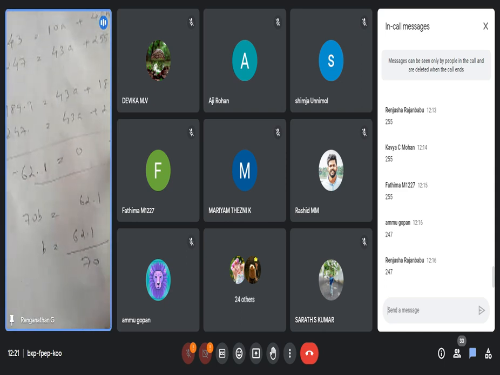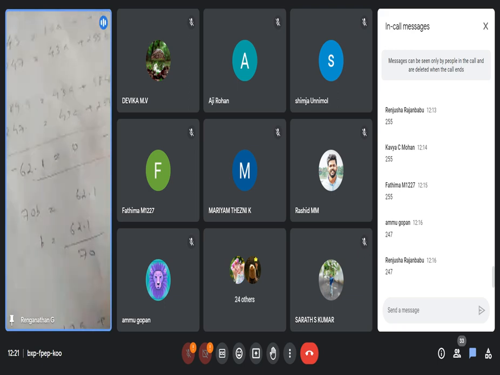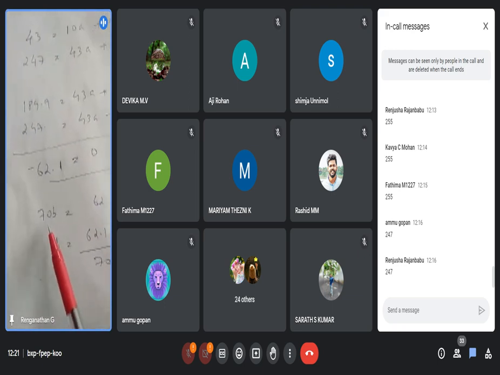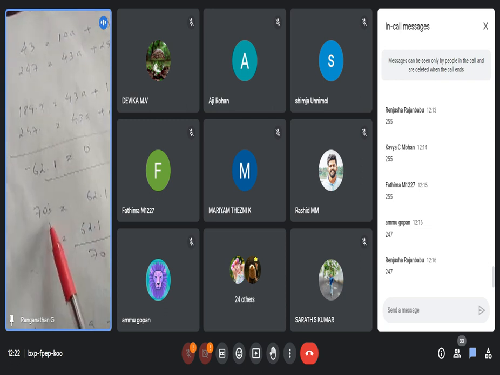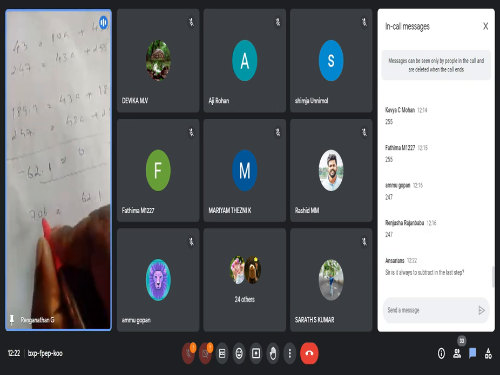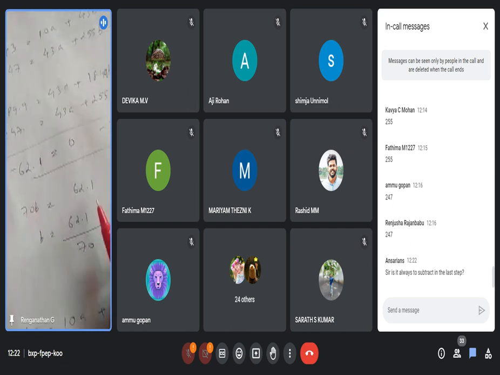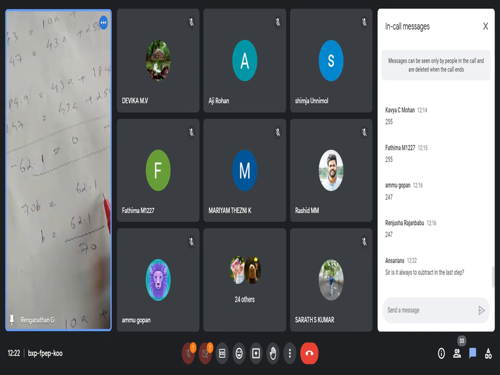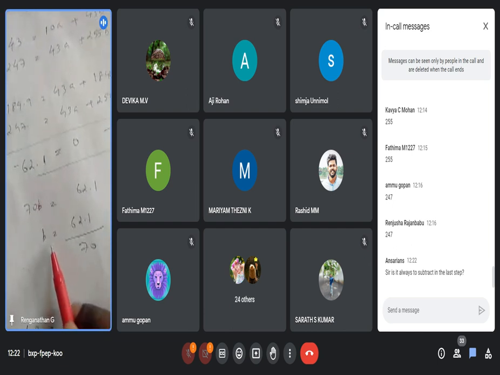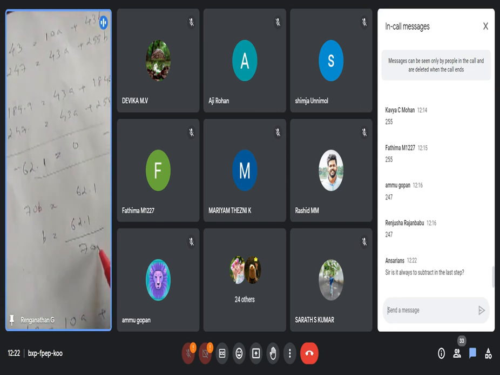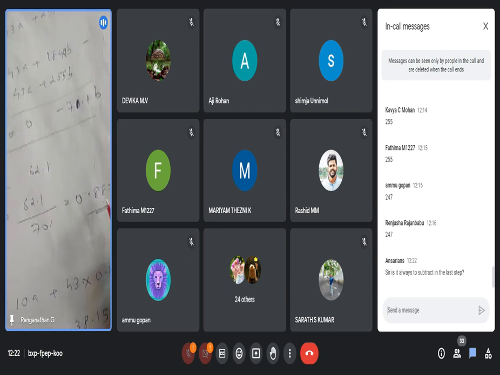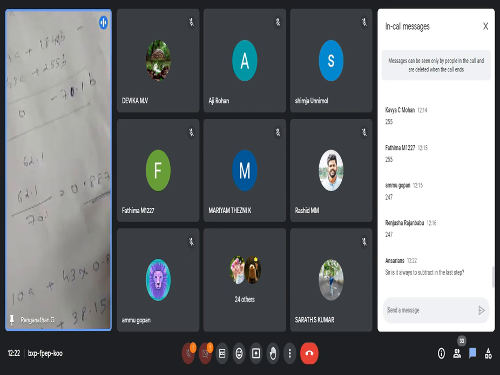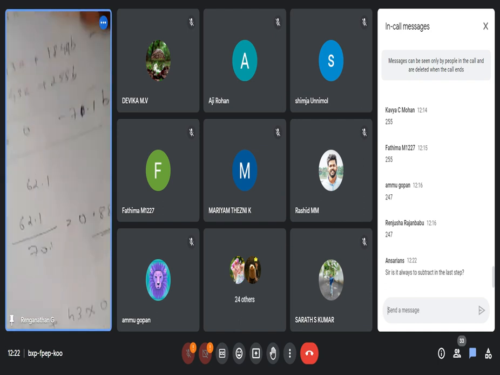Now we got the final result. On both sides, there is a minus, so we can remove that minus. Now the answer is 70.1B is equal to 62.1. Then what's the value of B? B is equal to 62.1 divided by 70.1. I got the answer as 0.8871. Is it clear?